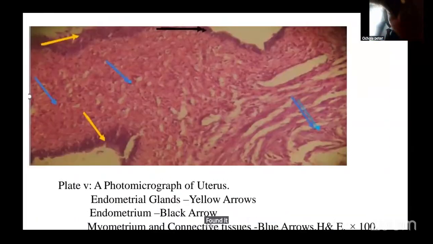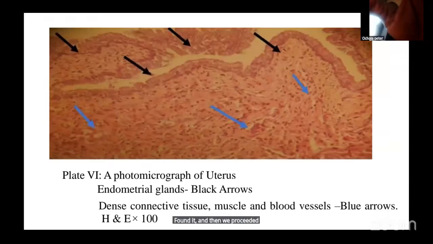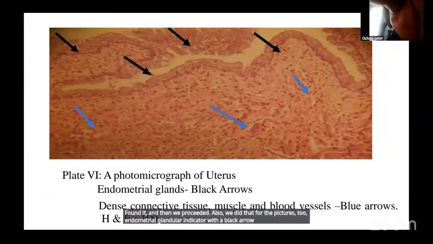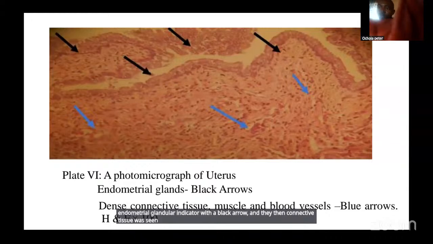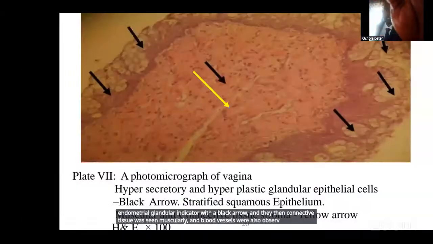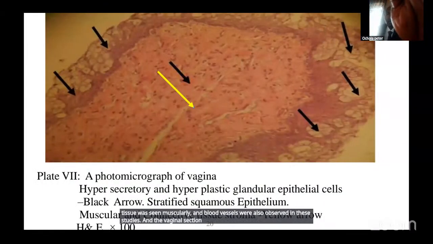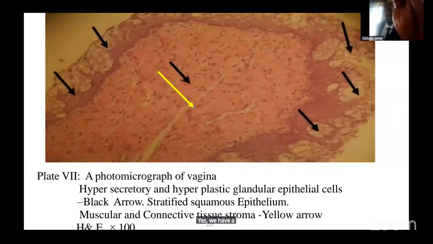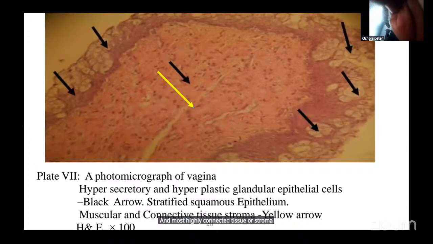And then we proceeded. Endometrial glands were indicated with the black arrow, and dense connective tissue was seen. Muscularis and blood vessels were also observed in these studies. And the vaginal section here shows hypersecreting and hyperplastic glandular epithelial cells, with a single squamous epithelium, and muscularis and connective tissue or stroma were also observed in the study.